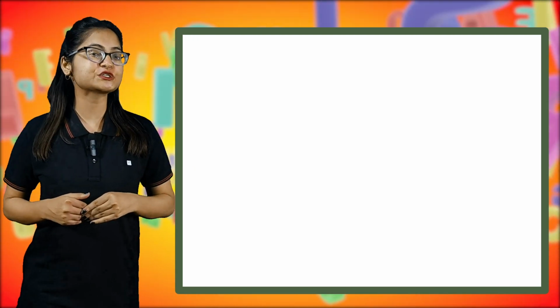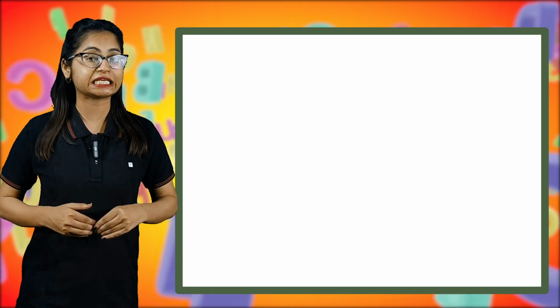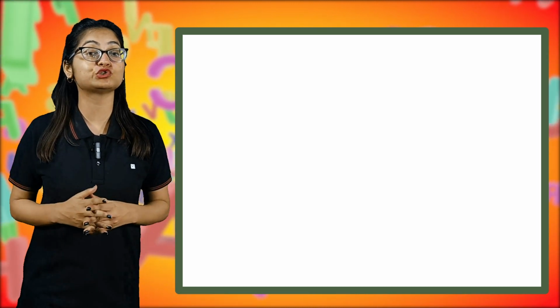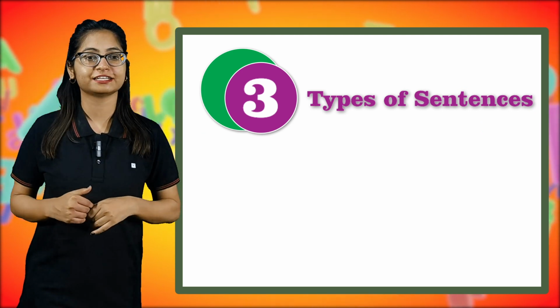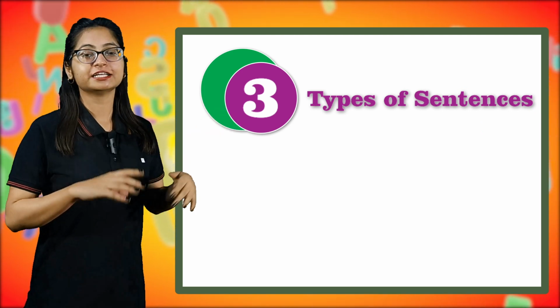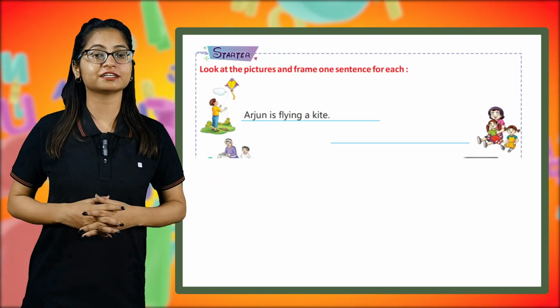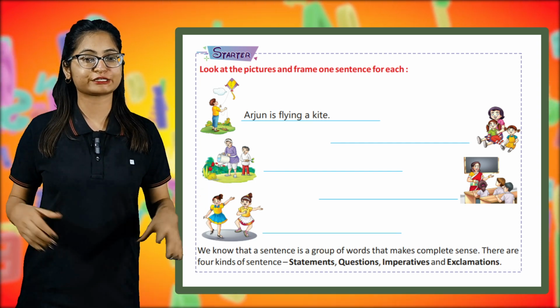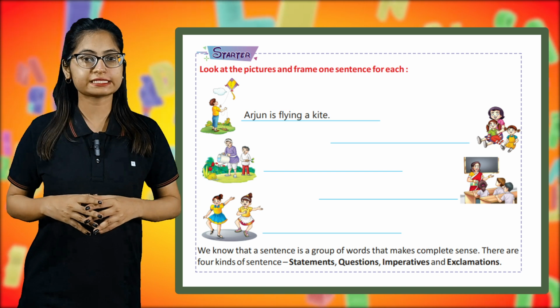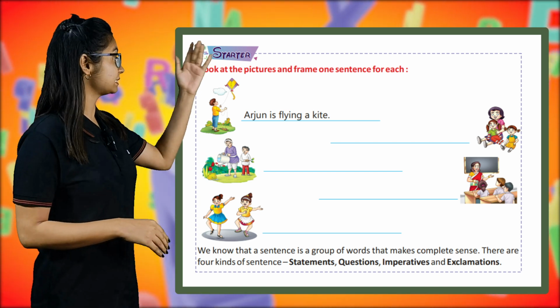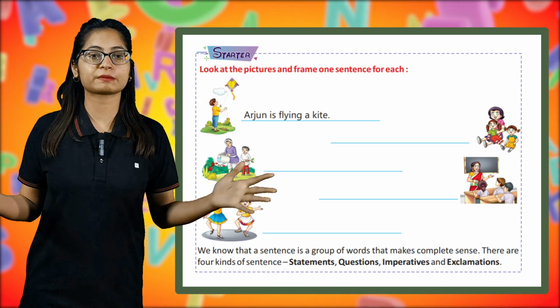I am your English grammar digital mentor, and here I am to teach you chapter number 3, that is types of sentences. Let's start. At first, let's read the starter, the same as we go for a starter while having lunch or dinner. Look at the picture and frame one sentence for each. Now you can see you have been given so many pictures.